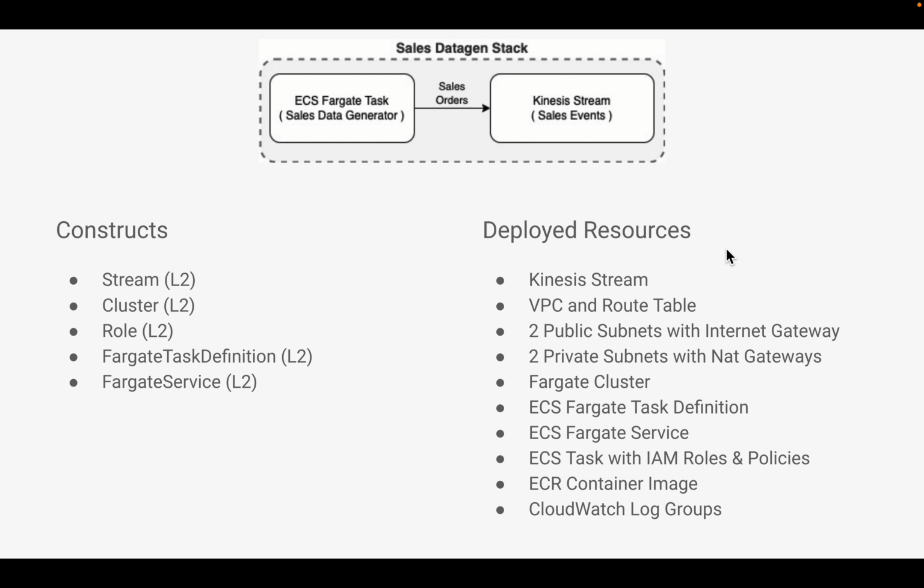So the constructs are a Kinesis stream, a Fargate cluster, a couple of IAM roles and policies, a Fargate task definition, and then a Fargate service. Most of the resources that are deployed have similar names on the right, except we're going to see that, based off of the fact that defaults are given for the cluster resource, a VPC is going to be created for us to deploy our cluster into and the subsequent ECS Fargate tasks and services.